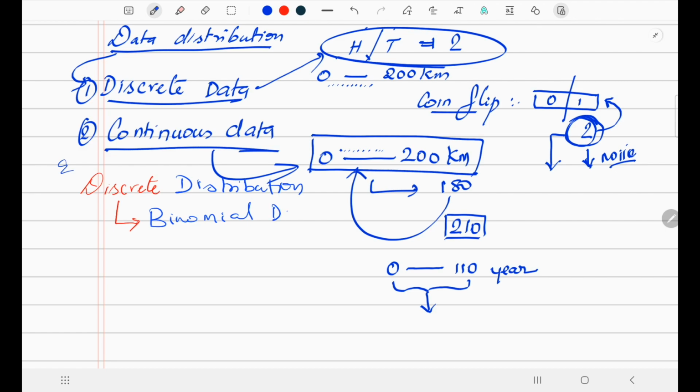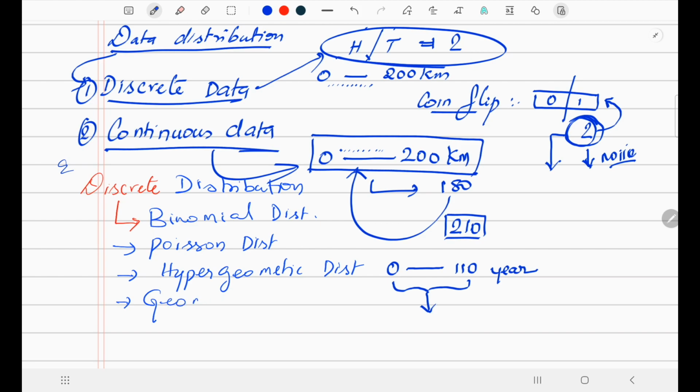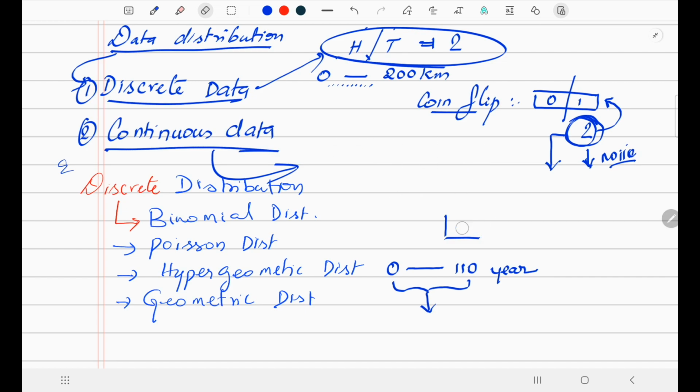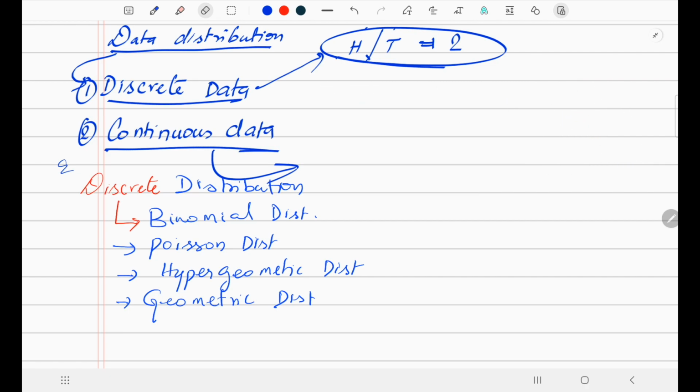Several types of discrete data we have. One is binomial distribution, or discrete distribution, not discrete data. Discrete distribution. Binomial distribution. Second one, Poisson distribution. Third one, hypergeometric distribution. Fourth one, geometric distribution. Okay, so these are the types of distribution we have in a discrete distribution: binomial distribution, Poisson distribution, hypergeometric distribution, and geometric distribution.